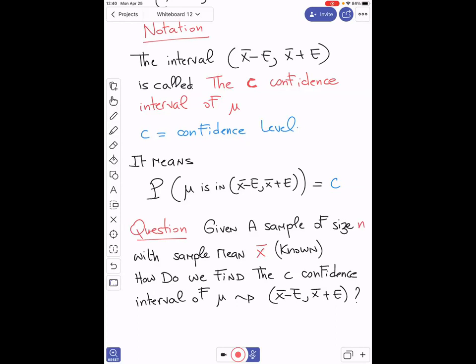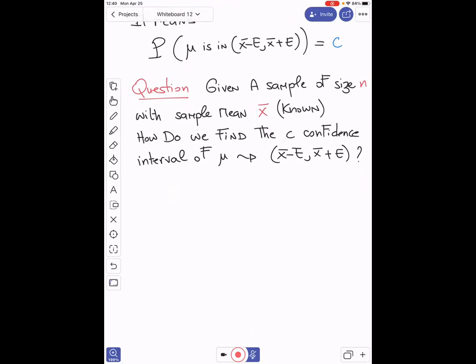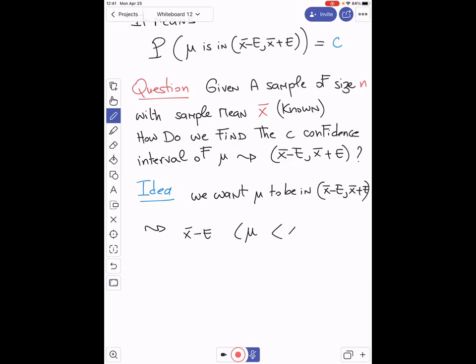All right, so the idea is the following. I'm just going to try to explain how we get the formula. I don't want to spend too much time on the details here. So we want mu to be in X bar minus E, X bar plus E. In other words, you want mu between X bar minus E and X bar plus E. You want your population mean to be in this interval. So this is actually equivalent.